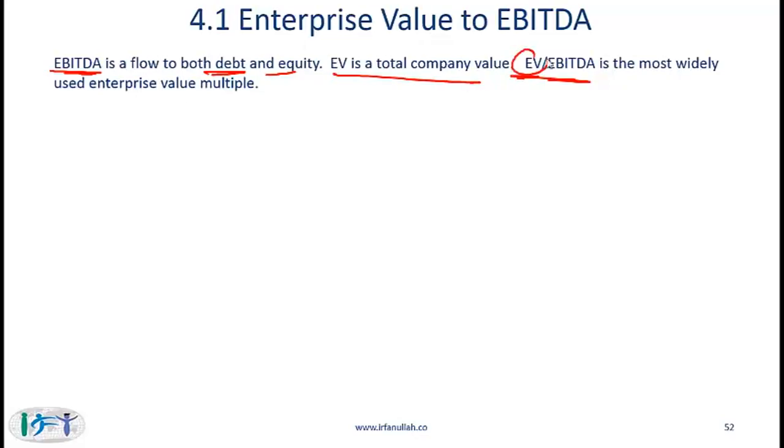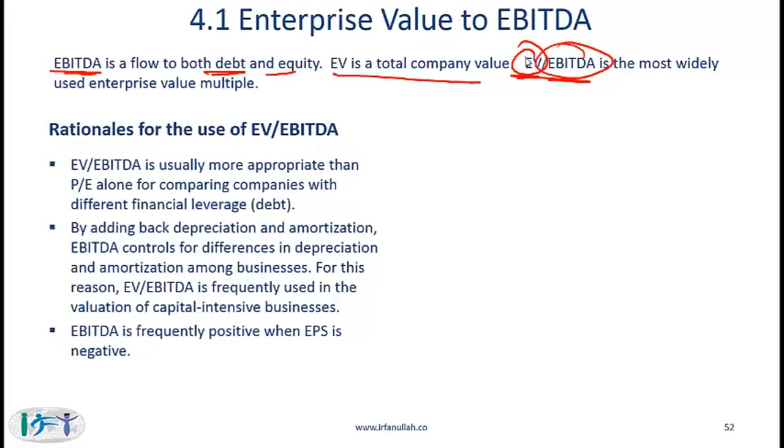Hopefully you recognize the fact that both the numerator and the denominator are taking a holistic perspective. By holistic, I mean we are covering all investors, both debt holders and equity holders. What are the rationales for using this particular multiple?